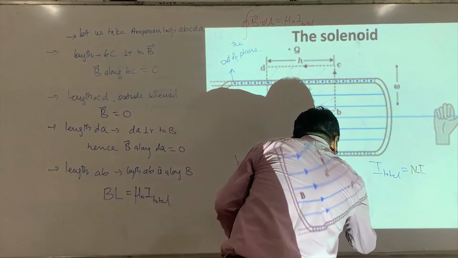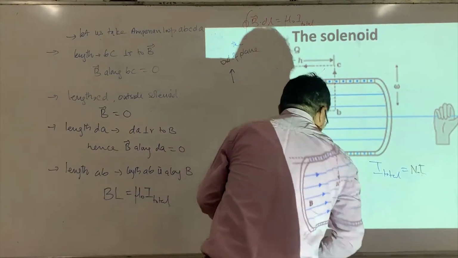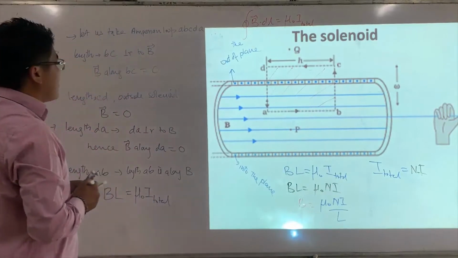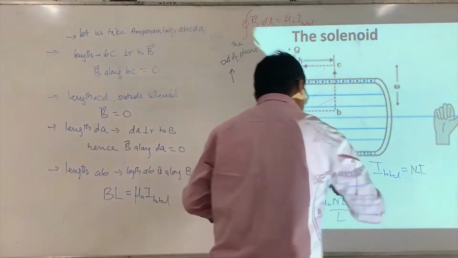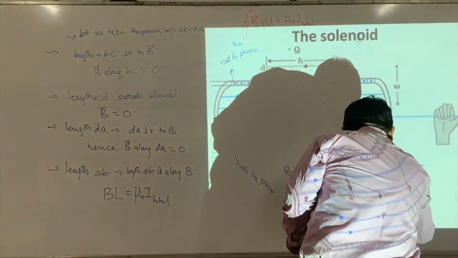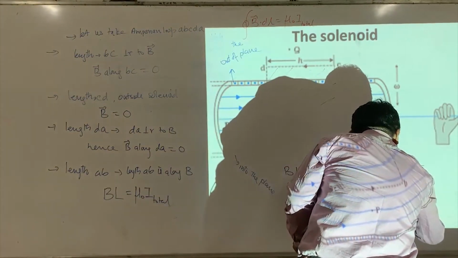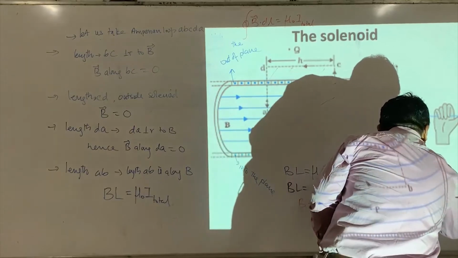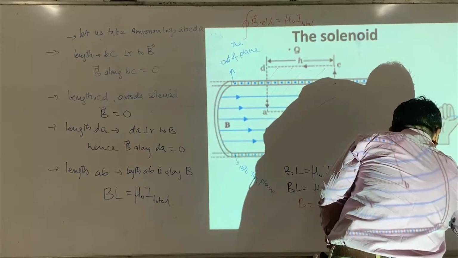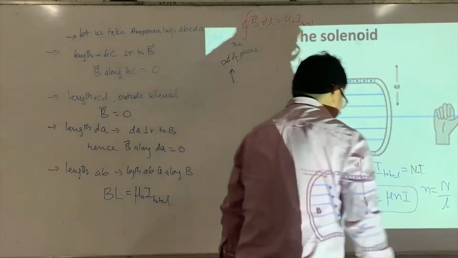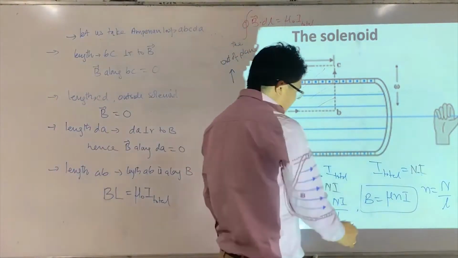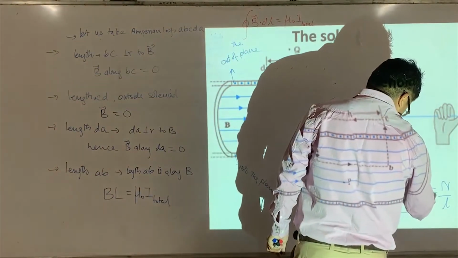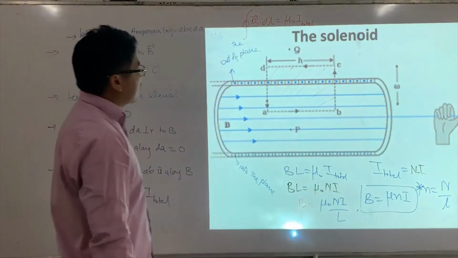Mu naught N I divided by L. Now look here. What is N by L? It is the number of turns per unit length. So finally I write the magnetic field is equal to mu naught n I, where small n is the number of turns per unit length. So this is the magnetic field inside the solenoid.